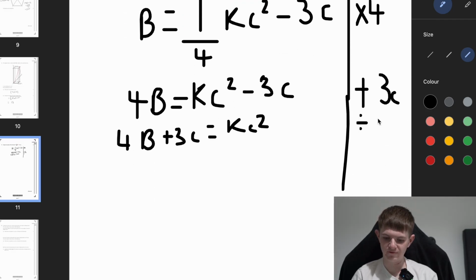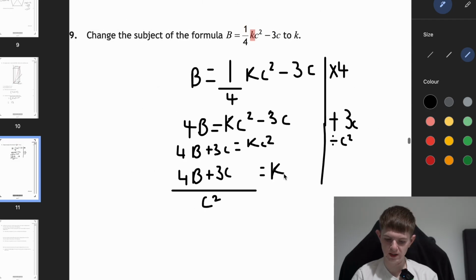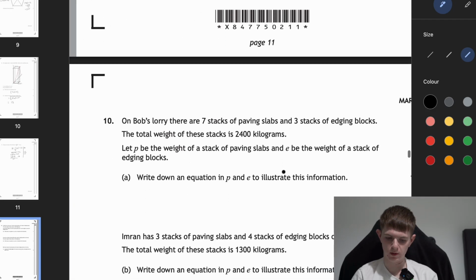Then I'm going to divide by the C squared. So now we'll have 4B add 3C divided by C squared, and that equals K, which is what we are looking for.